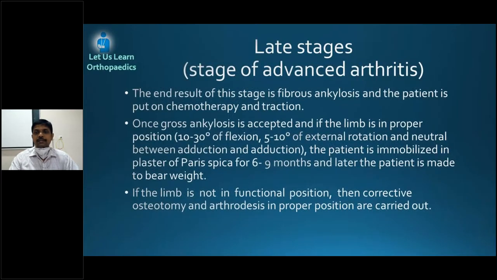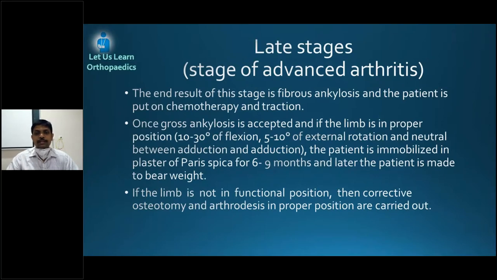So late stages, there is gross destruction of the joint, and the end result of this stage is fibrous ankylosis, and the patient is put on chemotherapy and traction initially. Once gross ankylosis is accepted and the limb is in proper position, that is 10 to 30 degrees of flexion, 5 to 10 degrees of external rotation, and neutral between adduction and abduction, the patient is immobilized in a plaster of Paris spica for 6 to 9 months, and later the patient is made to wear a brace. If the limb is not in functional position, then corrective osteotomy and arthrodesis in proper positions are carried out. So this is the treatment modality.